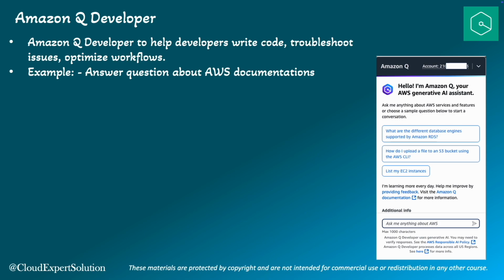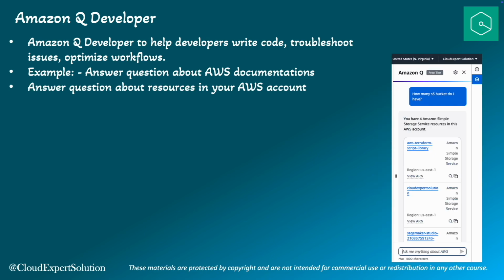Here you can see there are some examples. How do I upload a file to an S3 bucket using AWS CLI? If you ask, it will give you the step-by-step process and also the CLI code for the same. Also, you can ask questions about resources in your AWS account, like how many S3 buckets do I have, or how many running EC2 instances do I have, or how many Lambda functions do I have in my account.